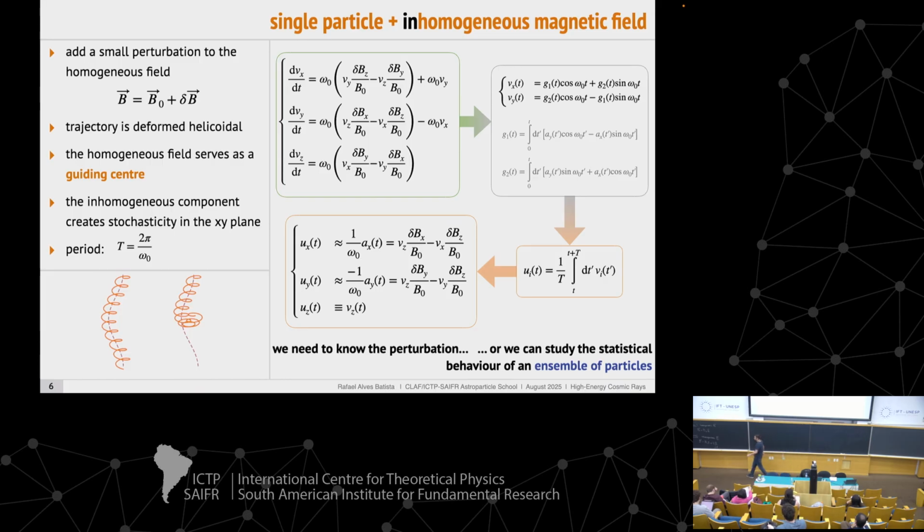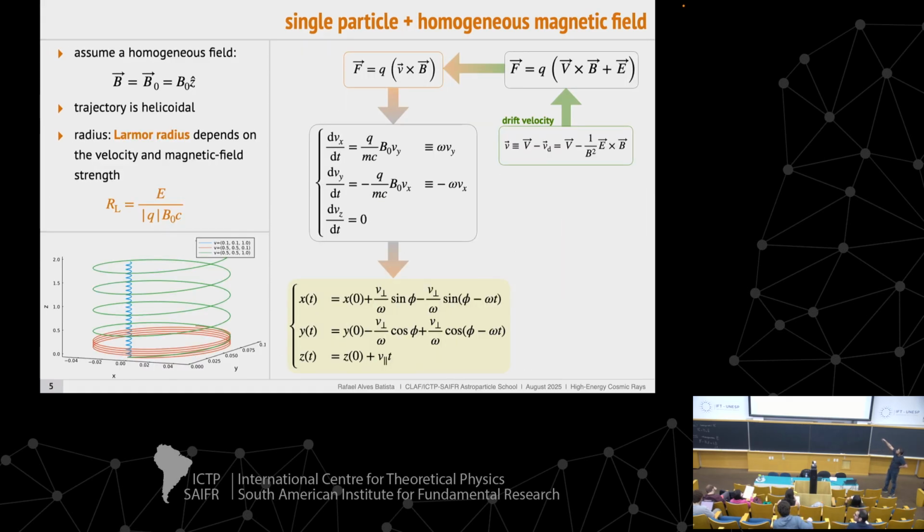If you take a look here, the absolute value of the perturbation has to be much smaller than this, because otherwise it's not a perturbation, right, if they are comparable. So if you play the same game as what we did yesterday, this was very easy to do. From the Lorentz force, we got these equations.